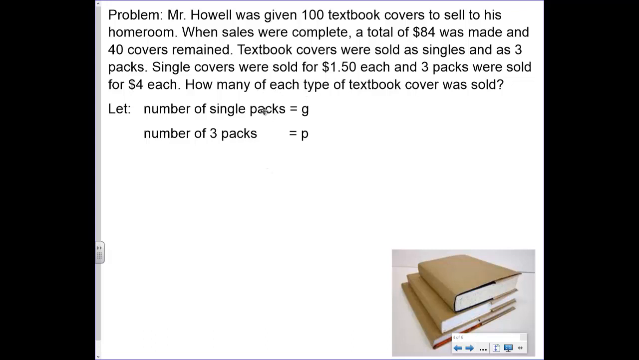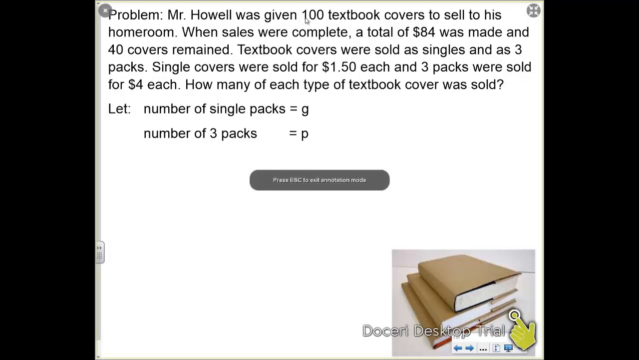In order to solve this, I'm going to need two equations and some variables. I need two of them, because the question wants to know how many of each type of textbook cover was sold. So I have two types. I have single packs, which I'm going to call G, that's the number of single packs, and the number of 3-packs, which I'm going to call P.